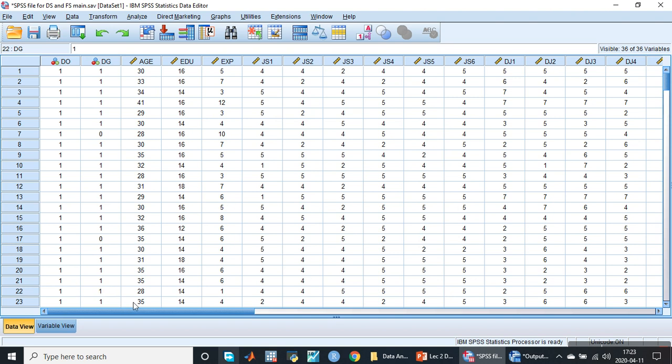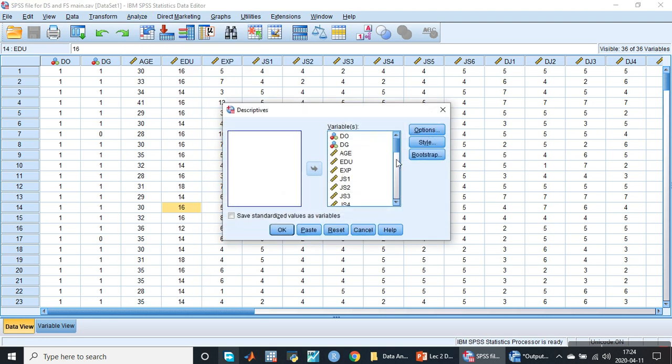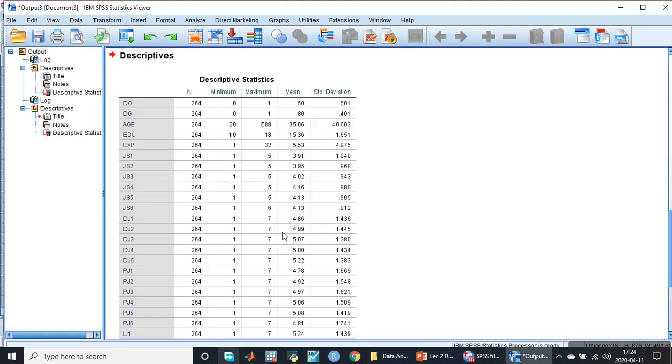So we will make it correct and then we will save it, and again we will run the descriptive statistics, descriptives, and all these variables are here. So we will click on OK. Now it is correct. We expected that the maximum value should be 1 and it is 1.